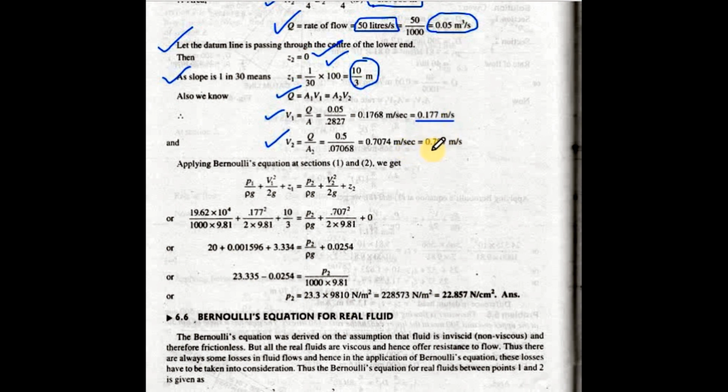So v1 is 0.177 meter per second, and v2 is 0.707. Now after putting these into the Bernoulli equation, p1 by rho g, we have to put the value. Ultimately we need to calculate p2 by rho g, that is the pressure head. From here we can calculate the p2 value. The p2 value is coming out to be 228573 Newton per meter square. In terms of centimeter square, it can be calculated by dividing it by 10^4, which gives 22.857 Newton per centimeter square.